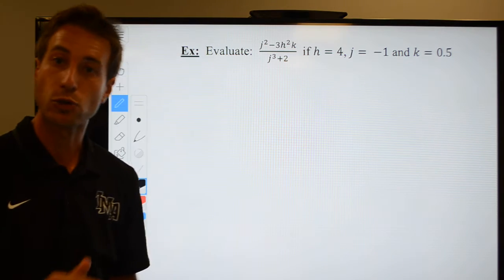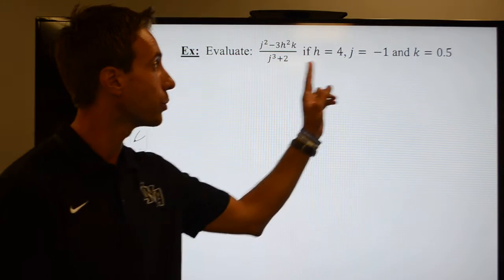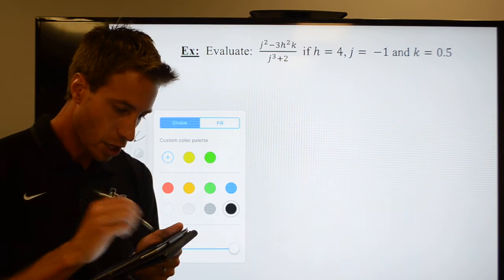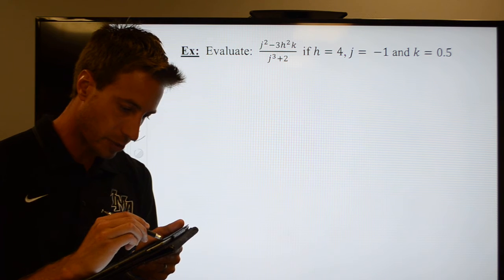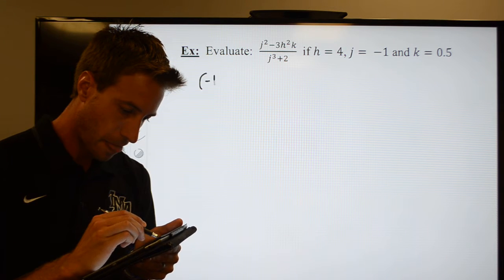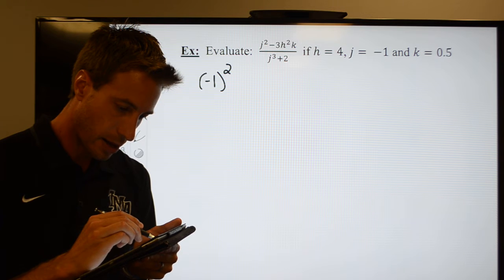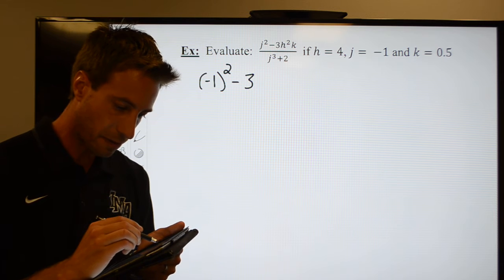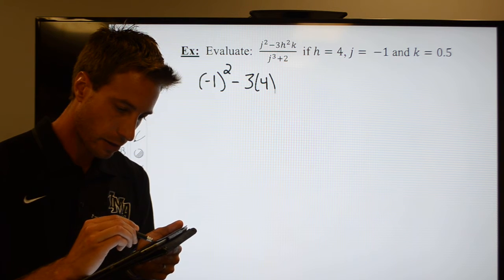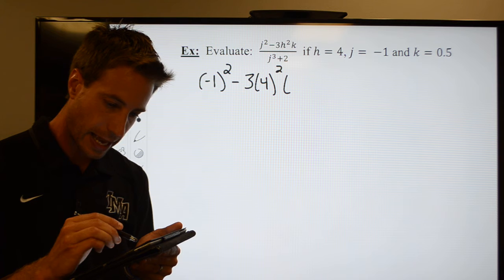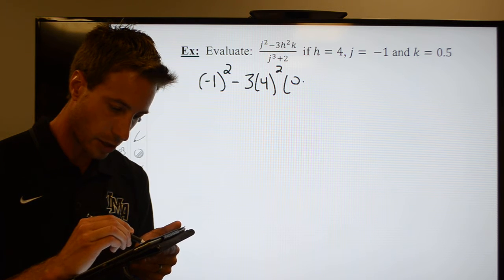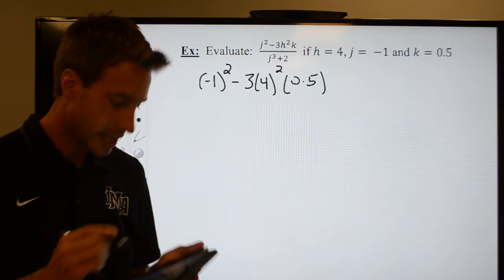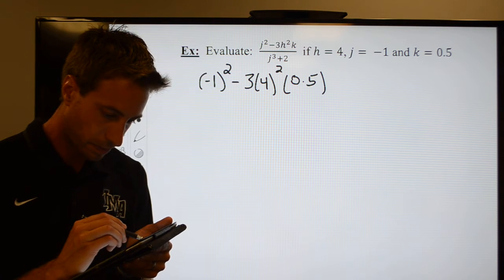But before we get into that, first we're going to need to do our substitution. I tell you what each of the variables is equal to. Let's go ahead and plug all that stuff in. So here's what I've got. I have j, which is going to be a minus 1 raised to the second power. That's going to be minus 3, multiplied by h, which is a 4, and it is squared, multiplied by k, which is a 1/2, or a 0.5.